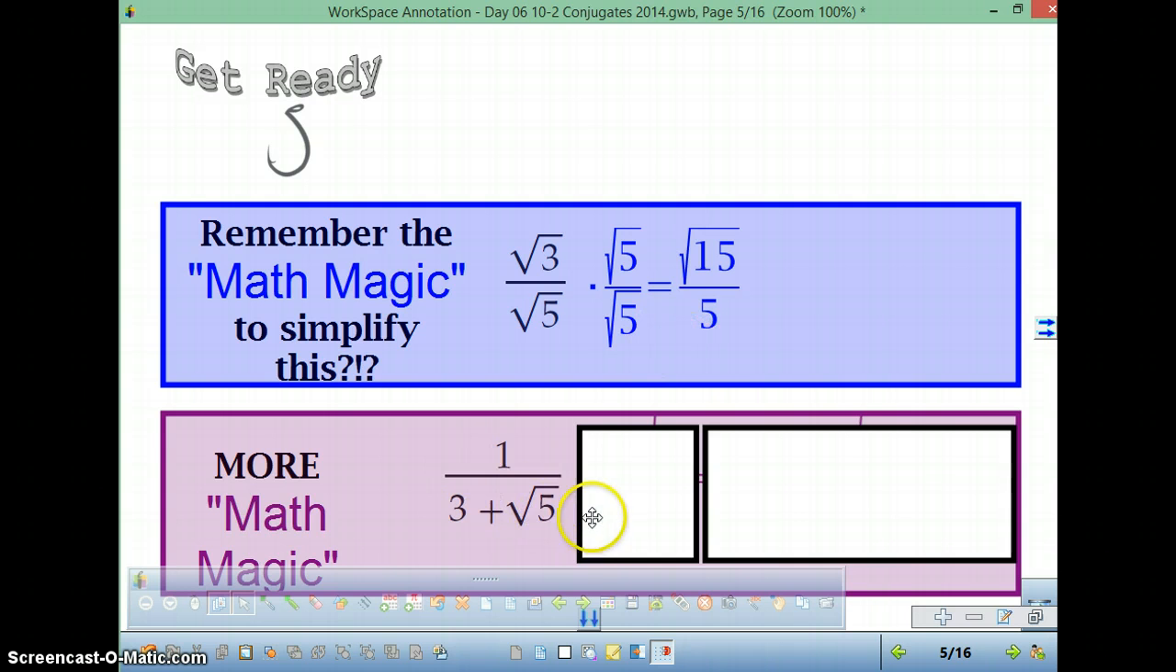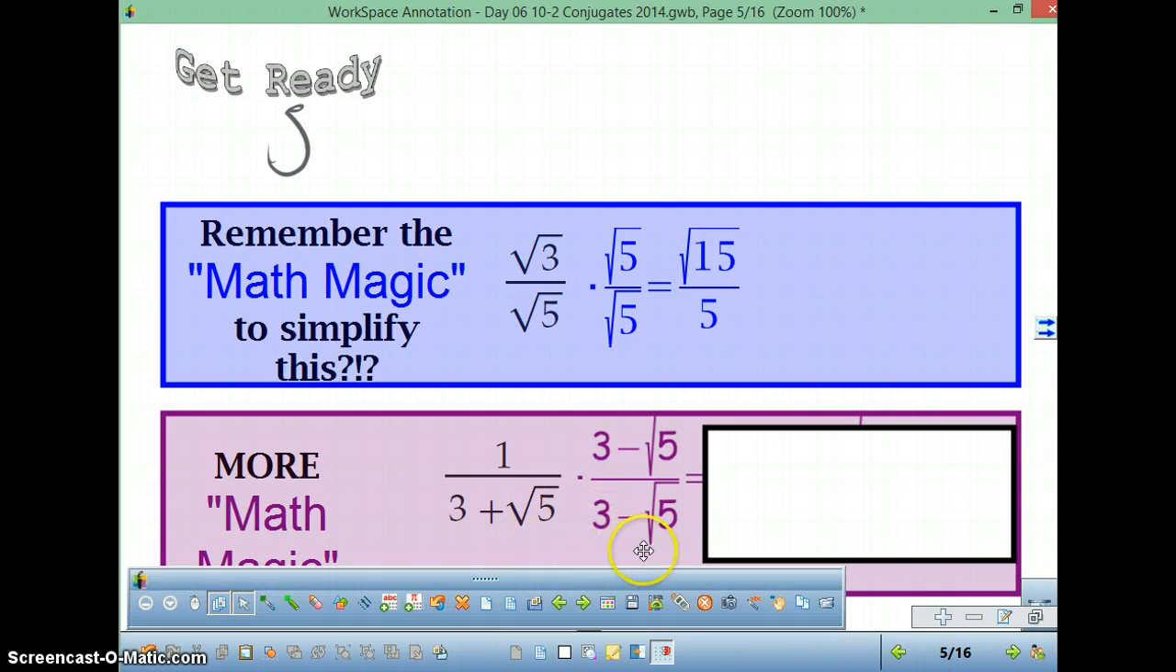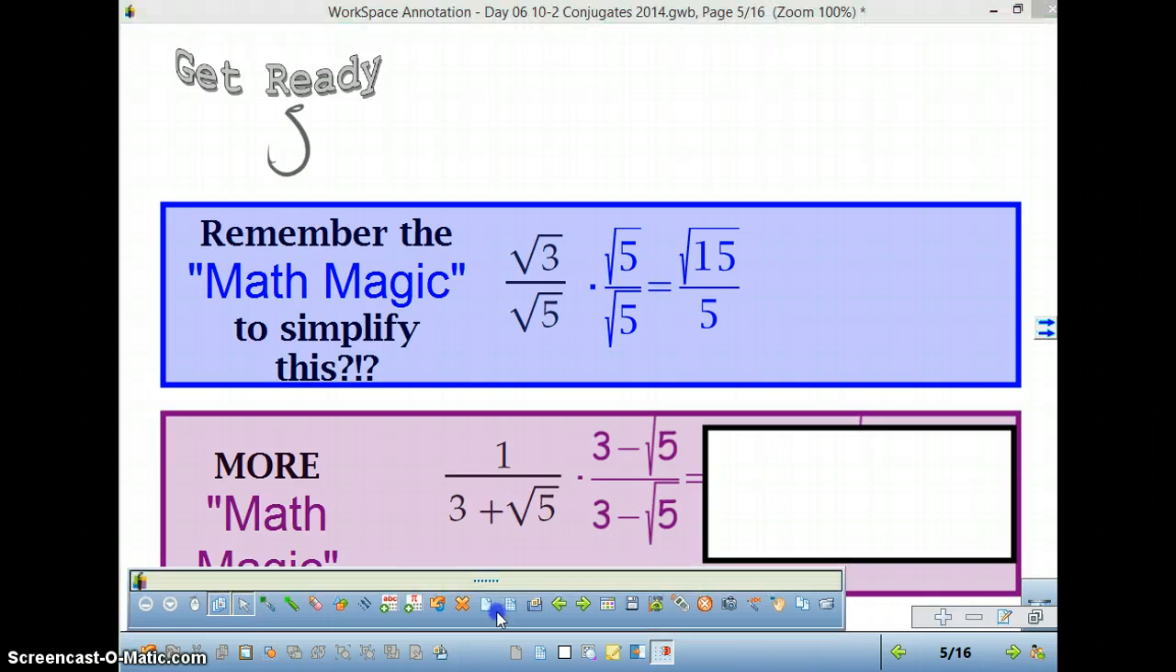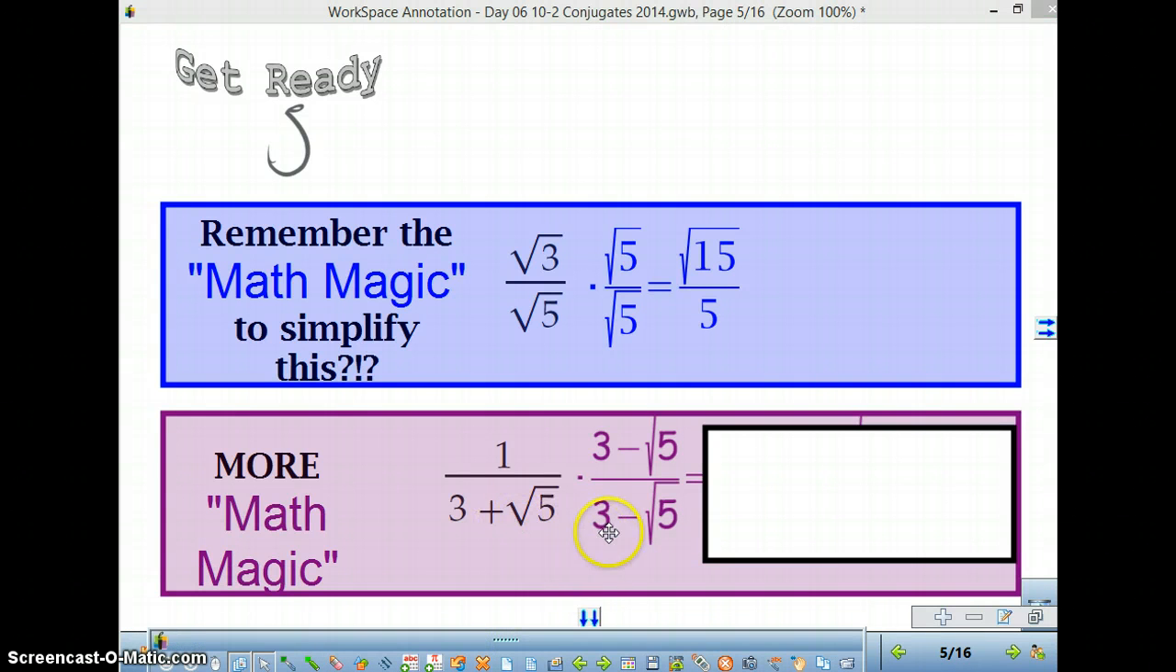Let's watch this trick. If you have a more complex denominator like this, look what we can do. Same strategy. We're going to multiply by the number 1, and we're going to write 1 like this. This is called a conjugate. Notice the relationship. This is 3 plus root 5. This is 3 minus root 5. Does this look familiar? We've done multiplication like this before.